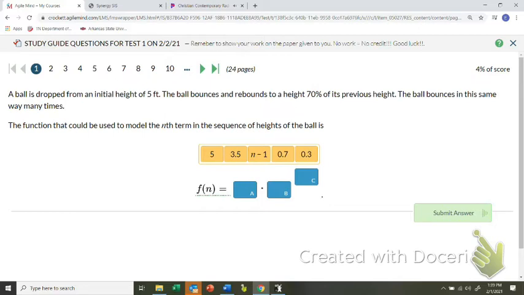I want you to underline initial height of 5 feet. I want you to underline 70% of its previous height. And I want you to underline nth term. Okay?